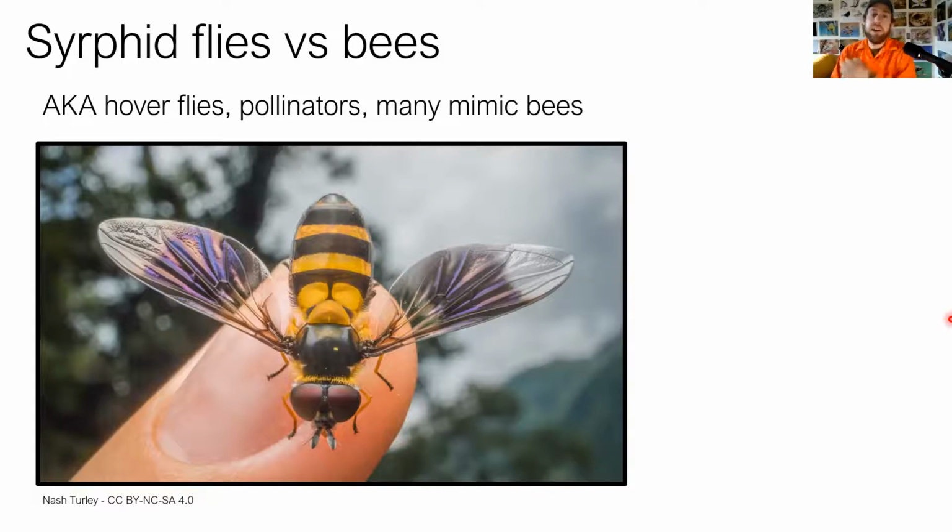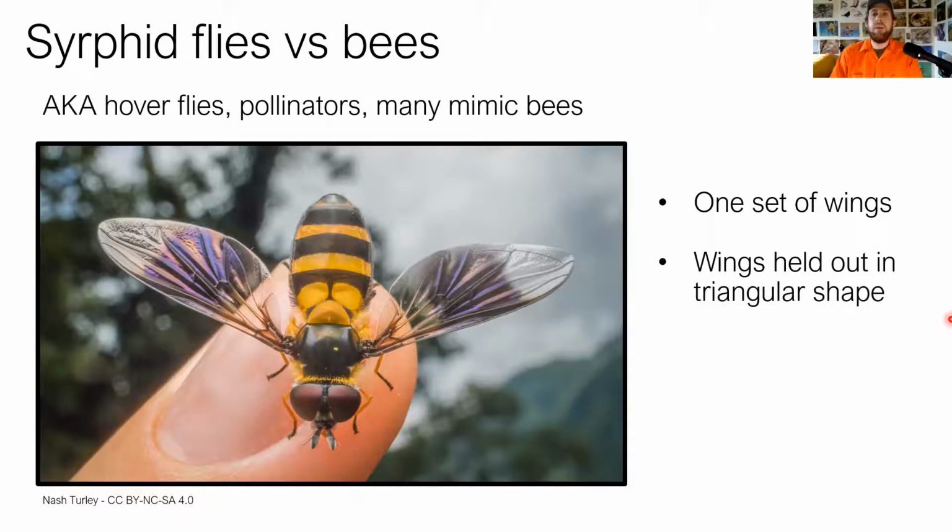So hoverflies are common flies that tend to look like bees, and they also pollinate flowers, so they behave similarly to bees. But there are some very definitive traits to know they are not bees. They only have a single set of wings, not the front wing and the hind wing like bees do, just one pair. And most of the time, not always, they hold their wings in this kind of triangular shape. So you see this triangle. If you see that, bees don't really do that. They tend to fold them over their body.